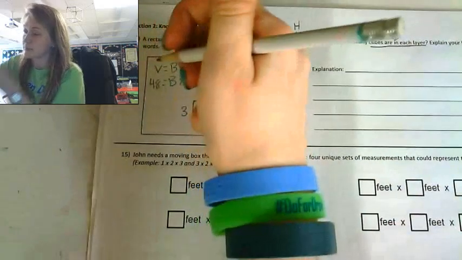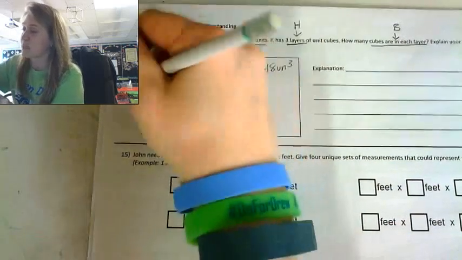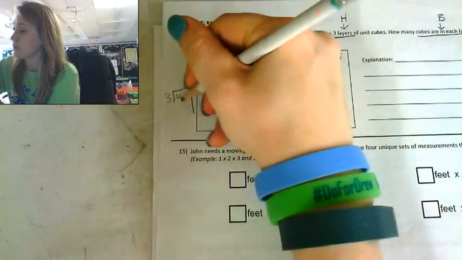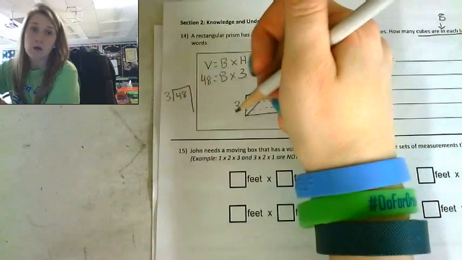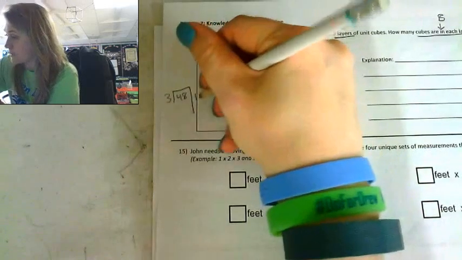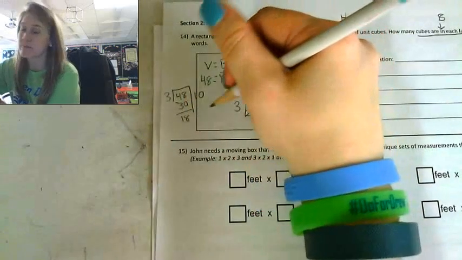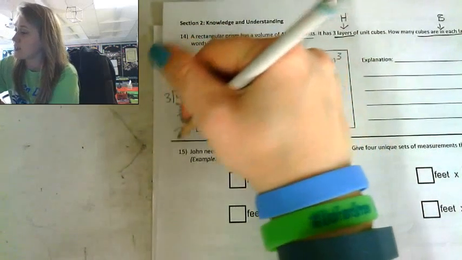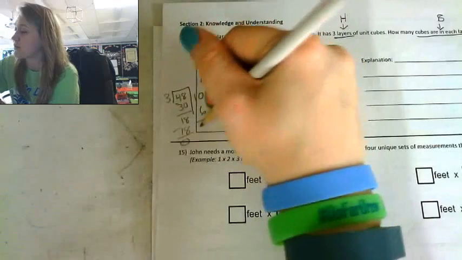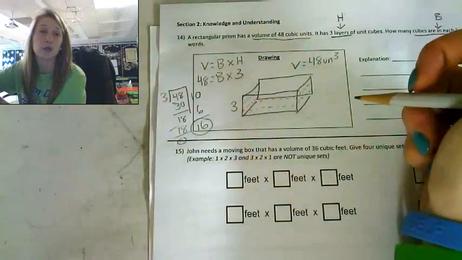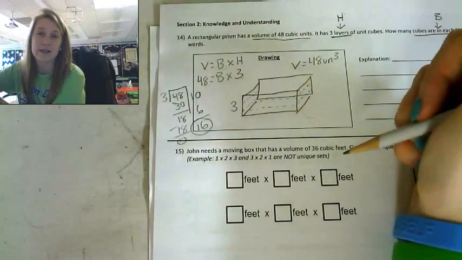Well, let's think. I'm going to do division this time. Oops, you can't see. 3 into 48. Well, let's do 10. That one's easy for me. 30, subtract it out, 18 left over. That's easy. 6. 18, and I've got a smiley face 0, which means 16. So I'm going to need 16 cubes in each of my layers.